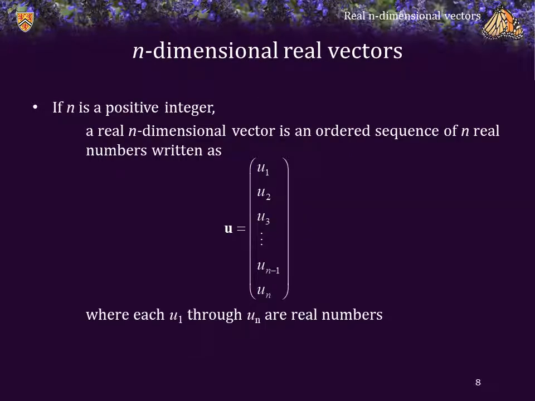Now, why stop at 3? Could I not have an ordered sequence of n real numbers and label it as u? Here, all n entries, u1 through u sub n, are assumed to be real numbers. Notice you can say u1 or sometimes you may say u sub 1. It doesn't matter.